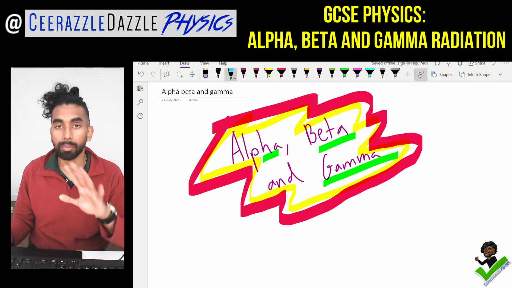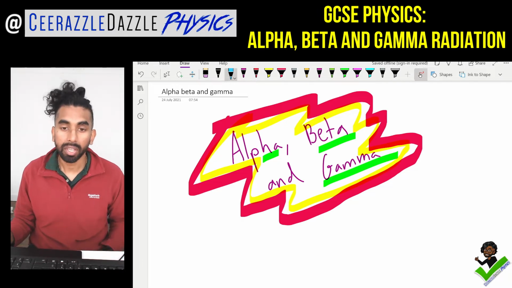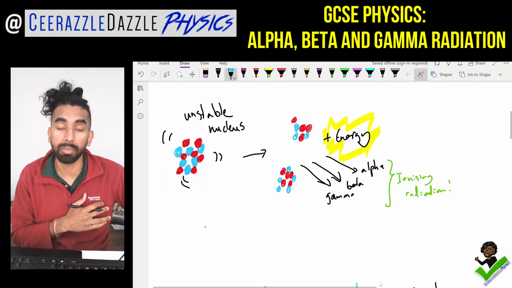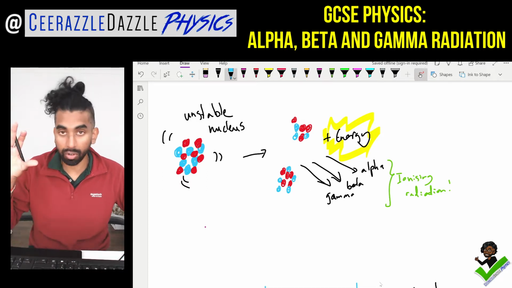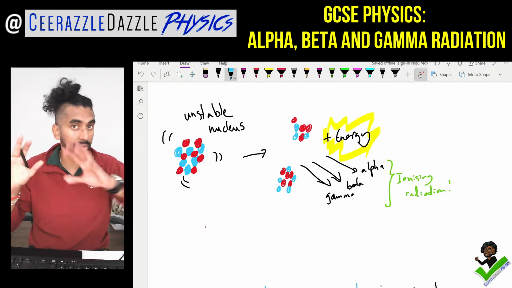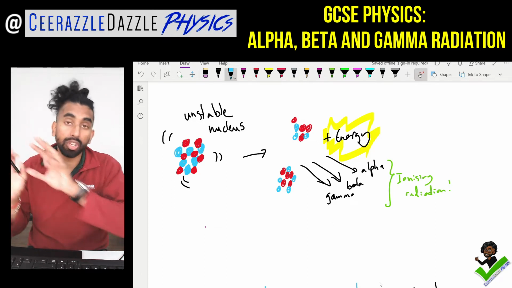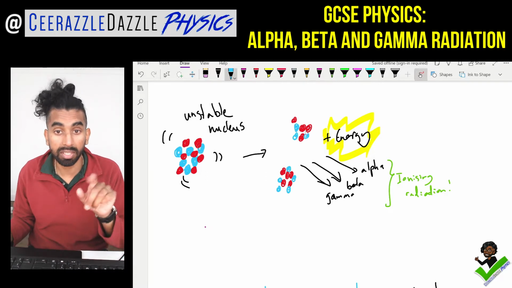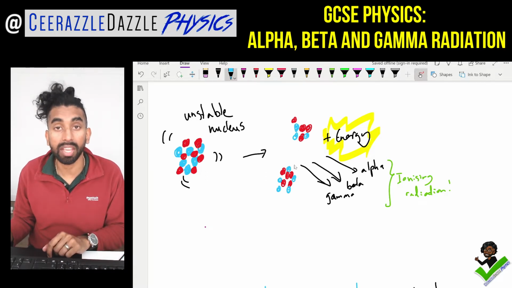Let's have a quick recap from our previous lesson before moving on. Previously, we talked about what happens when a nucleus becomes unstable. As you can see here, the nucleus has now become unstable. Maybe it's a bit too heavy. What's going to happen is the nucleus will break down into two smaller pieces. There we go. That's one piece over there, another piece over there. Energy is also released.